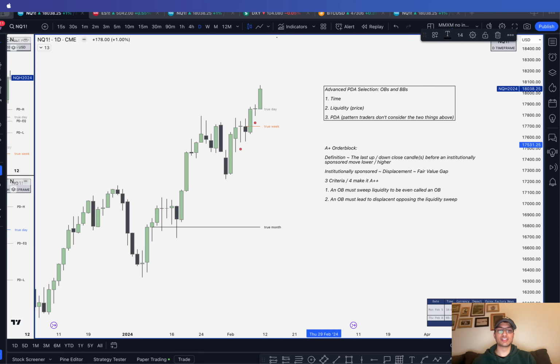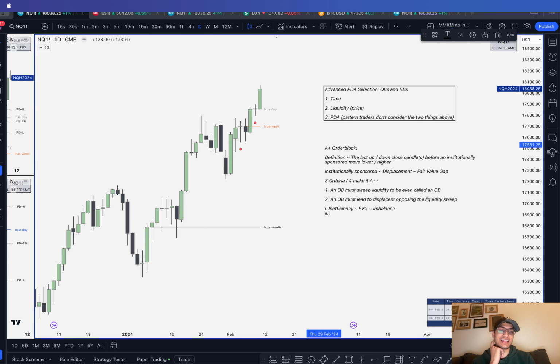There's 2 components of displacement I need you to care about. The first one you guys already talked about. What was that? Out of a range or area. Fair value gap. Inefficiency, right? FVG, imbalance, whatever you want to call it, okay?